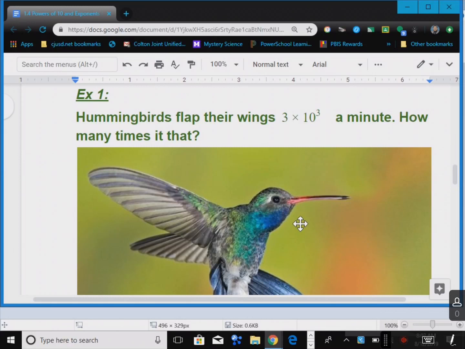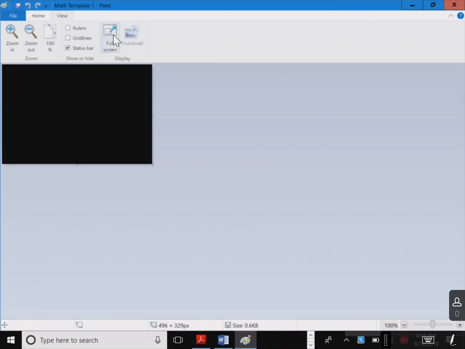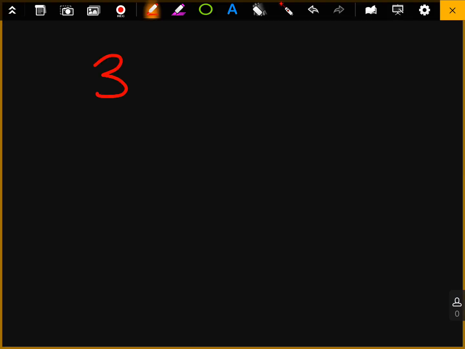Hummingbirds flap their wings 3 times 10 to the third power a minute. How many times is that? Well, let's take a look. Hopefully you paused. If you need to rewind, go ahead. 3 times 10 to the third power.